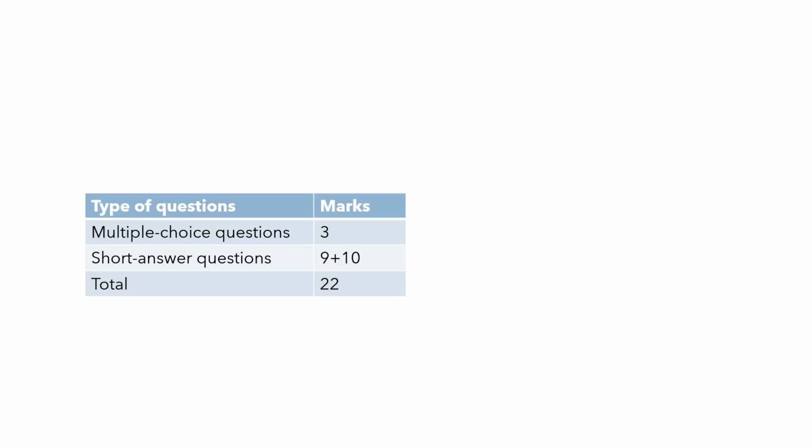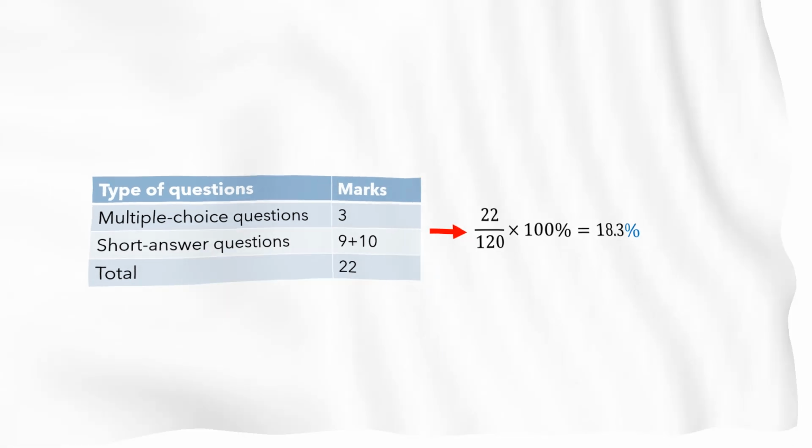In carbohydrate and fat, 3 multiple-choice questions are worth 3 marks, and 2 short-answer questions are worth 19 marks. The overall score for this section is 22 marks. With a total possible score of 120 points, the percentage for this section was 18.3% of the total score.